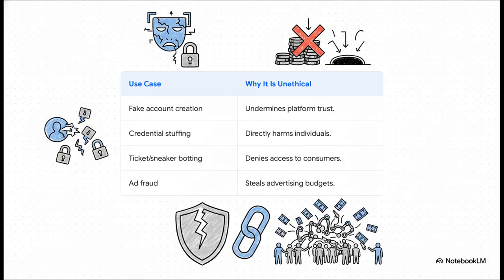And then all the way on the other side, you've got the stuff that's just obviously unethical. Things like spinning up thousands of fake accounts, or using stolen passwords to try and break into other accounts, or using bots to snatch up every single ticket to a concert before a real person can. These things are designed to cause harm, to deceive people, and to just break the system. No two ways about it.